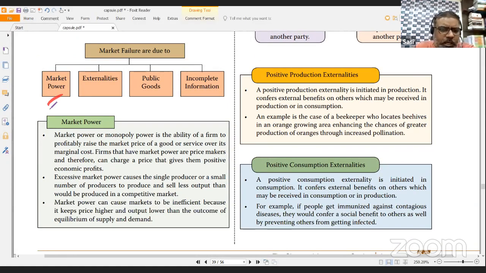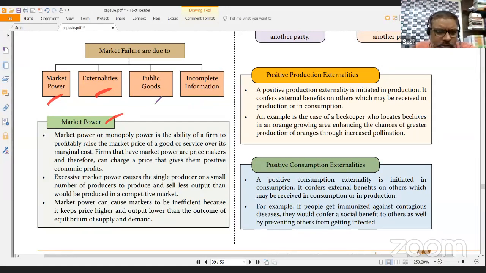What are the reasons for market failure? One is market power. Market power is nothing but monopoly power. Few corporations becoming more powerful and they are not allowing competition from the small players. Government cannot allow that. It has to somehow stop that. That is one thing. Then externalities is a very important concept.